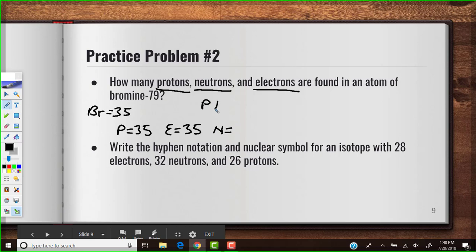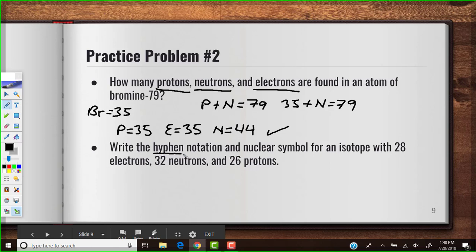Now remember that protons plus neutrons is equal to your mass number. Well, the mass number here is 79. So 35 plus n equals 79. I do a little math to determine the number of neutrons and find out that that is 44. So the number of protons, electrons, and neutrons, we're done. Okay, pretty straightforward here. Now let's work a little bit backwards.